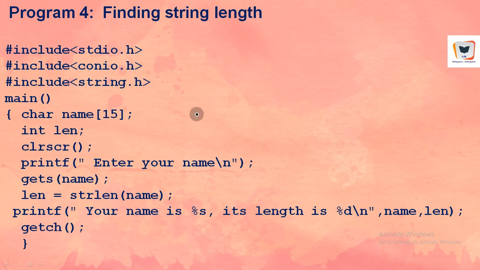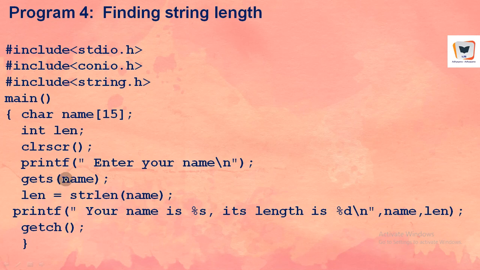Now finding the string length by using the function, and we have included everything. Character name, that is the name of the string variable. So here name is the name of the string variable, and integer length we need to calculate, therefore this is an integer variable. printf enter your name, so gets name. Okay, we are taking the name through gets.